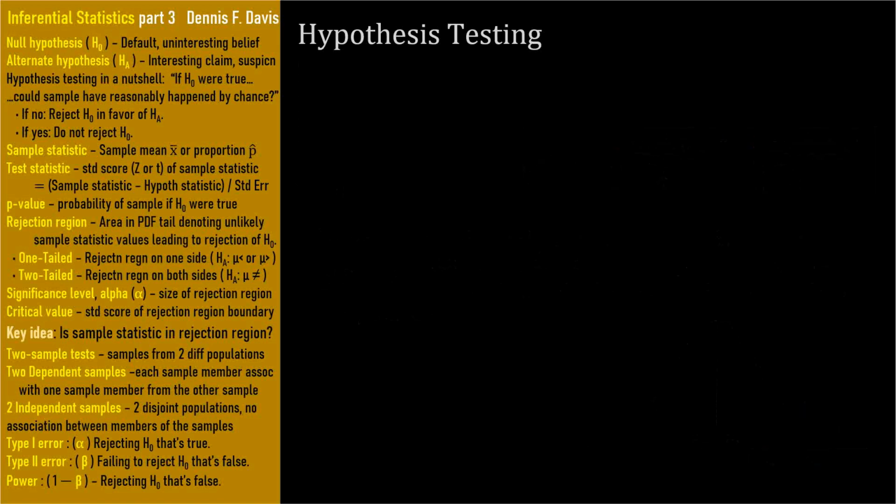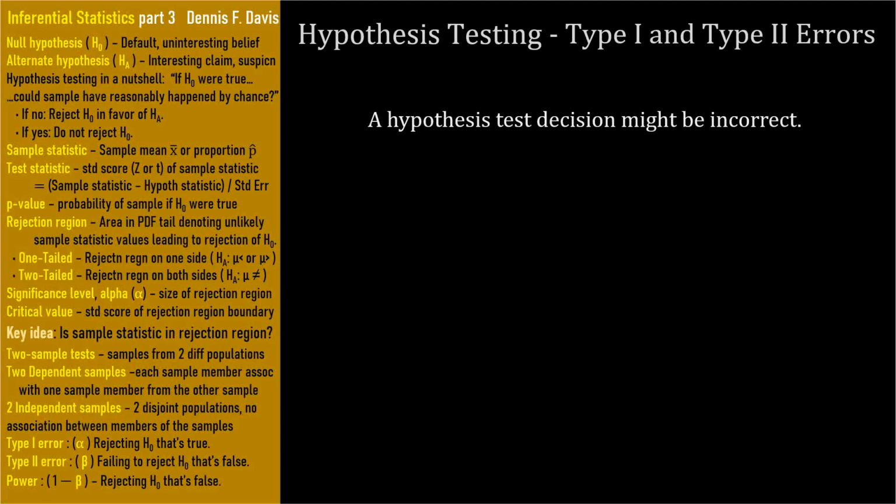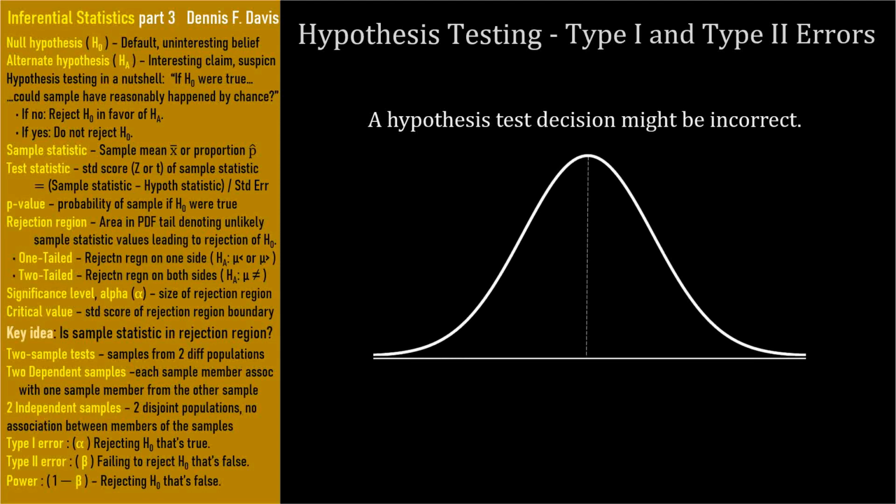Now, I need to talk about type 1 and type 2 errors. When we conduct a test and make a decision to either reject or not reject the null hypothesis, there's always a possibility that our decision is wrong. In fact, when we set up our sampling distribution PDF and put the rejection region of size alpha in one or both tails as appropriate, we said that if the sample statistic happened to fall in the rejection region, we would reject H0 in favor of H sub A.